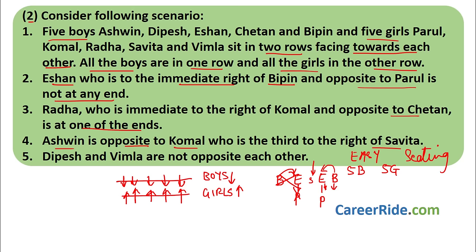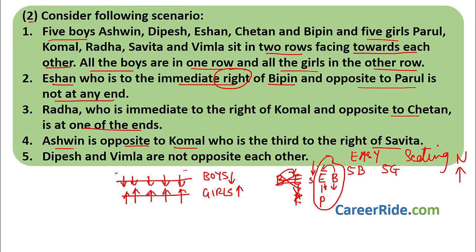So remember this. Many people make a mistake over here, then they don't get the correct diagram, or they are not able to complete the diagram properly, and they get confused and waste a lot of time. So always remember where the person is facing. Depending on that, decide the right and left. So Bipin is facing towards south. This is our north. So Bipin is facing downwards, and the immediate right of Bipin is Eshan. What have they given? Eshan is not at any end. So Eshan cannot be over here, and Eshan cannot be over here. Eshan can be any of the 3 places. We do not know where, so let us keep it that way.